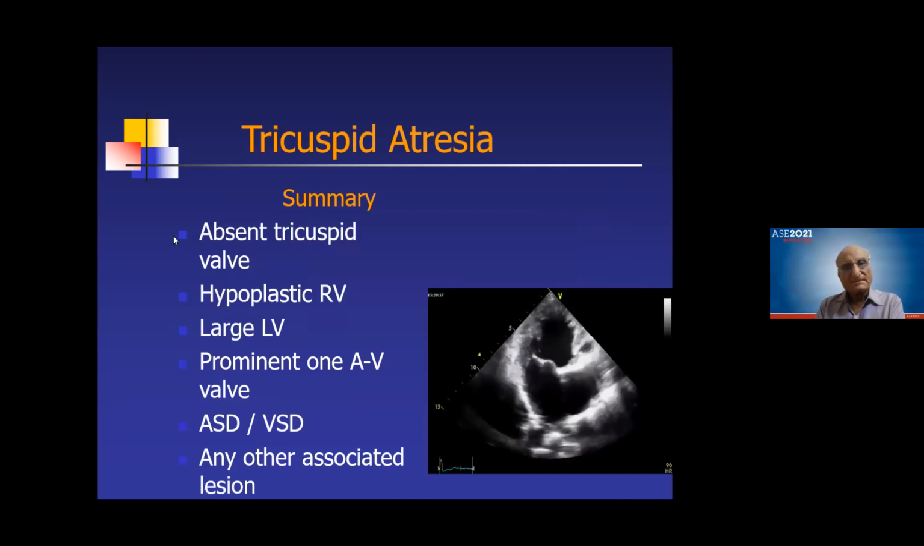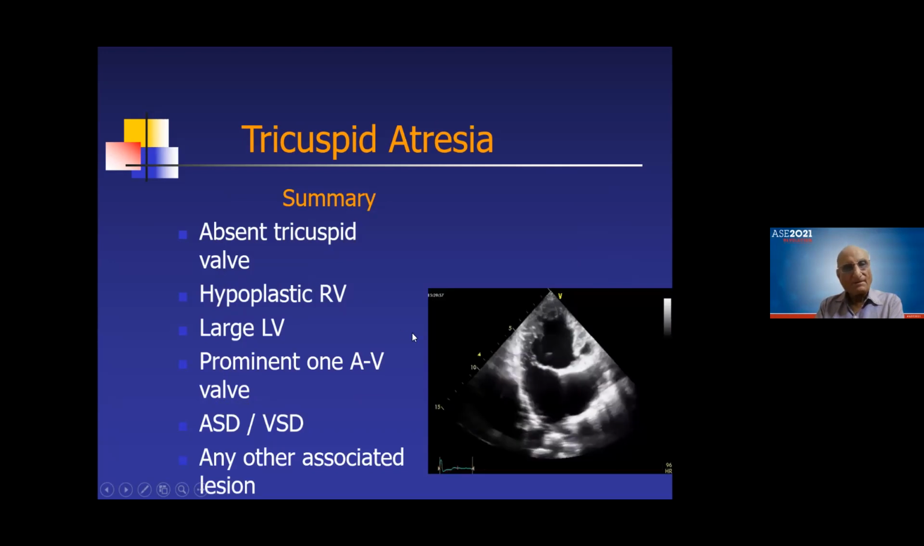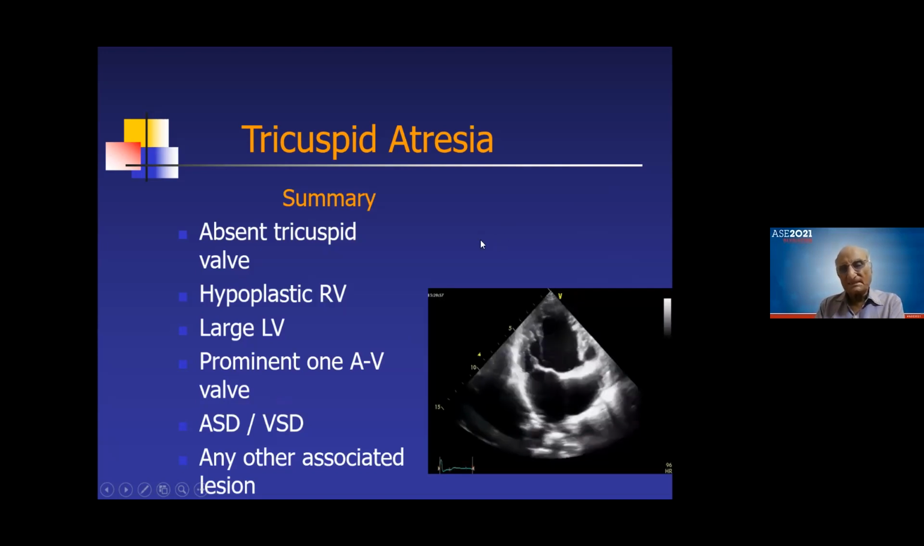So in summary, tricuspid atresia, absent tricuspid valve, hypoplastic right ventricle, large left ventricle, one prominent AV valve, which is the mitral valve because the tricuspid valve is absent. ASD or VSD, which was shown to you, ASD was present, VSD was present, and any other associated lesions can be seen. So you must keep these images in your mind.